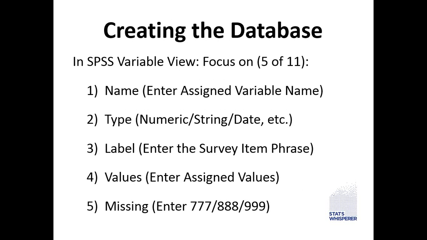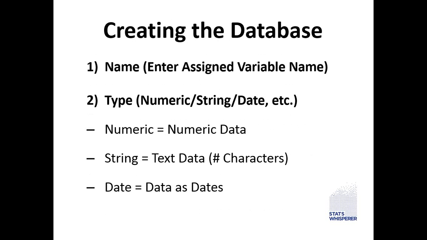So the first is name, where we put in the name we assign the variable. The second is variable type, so we'll go over that. The third is the label, which is the phrase for the variable. 4, the assigned values we gave the variables. And then 5 are missing codes. So these are the 5 primary areas to address within each variable. To expound a little, we have our name.